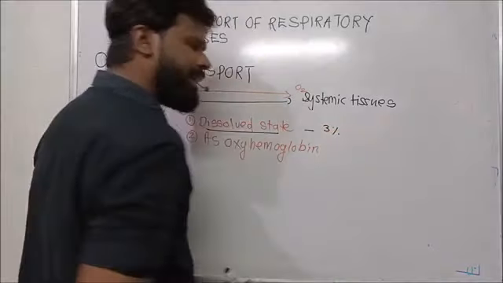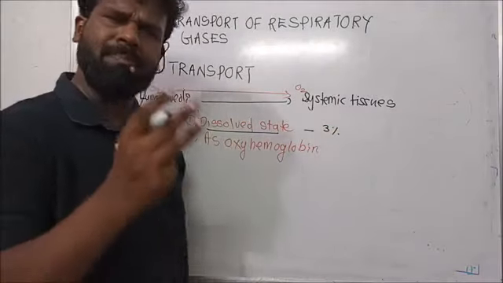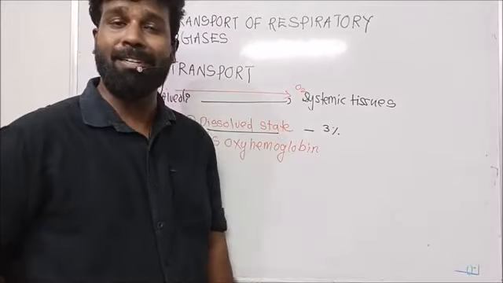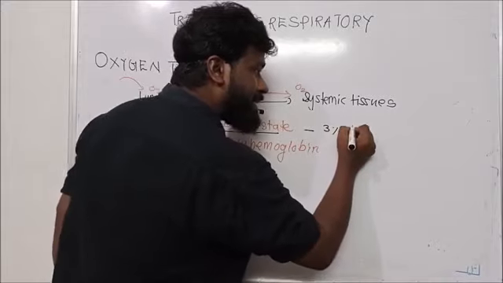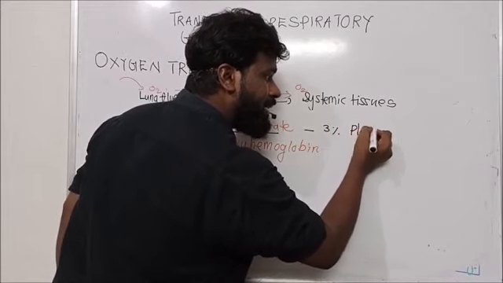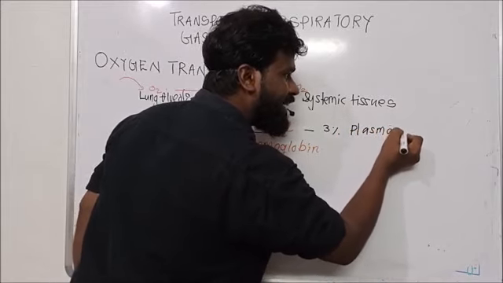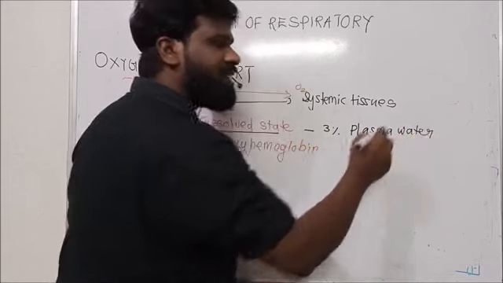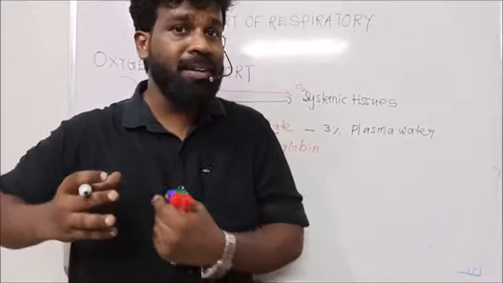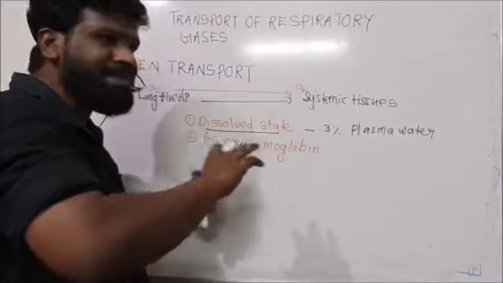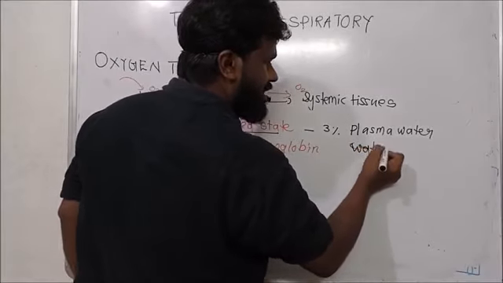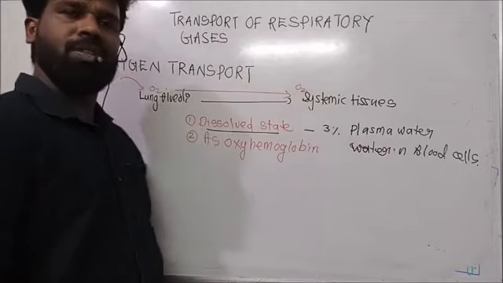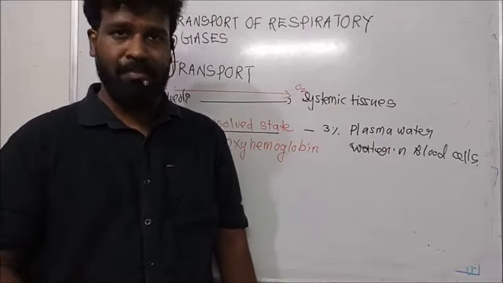Only 3% of oxygen is transported in dissolved state. This 3% of oxygen is transported in dissolved state through the plasma water, that is, water in plasma as well as water in blood cells.